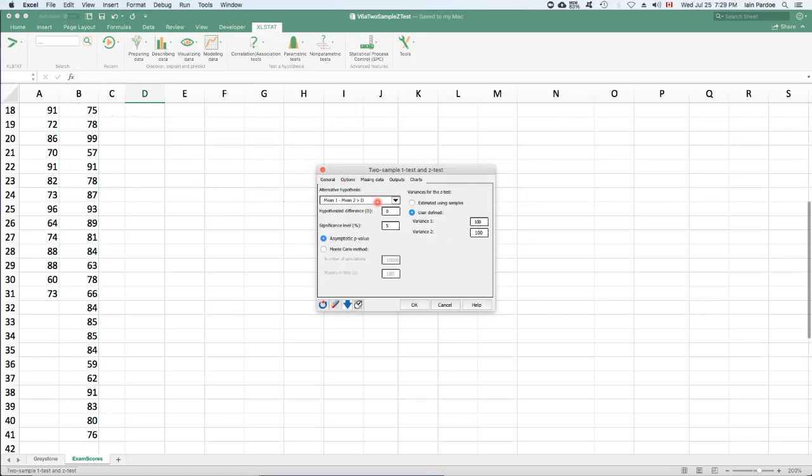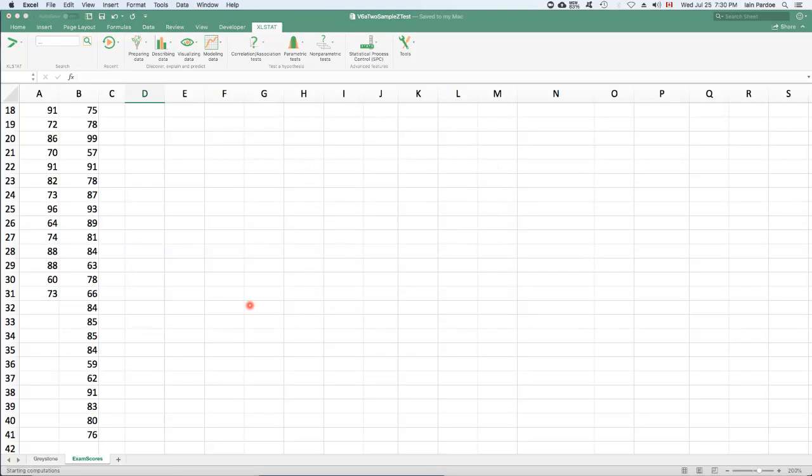And under options, let's see, we were going to do a 2-tail test, weren't we? 2-tail test, hypothesized difference is 0, 5% significance level. And then variances for the z-test. We're assuming we know what they are, and we were assuming 100 for the variances. Remember, we assumed 10 for the standard deviation, so the variances must be 100. And we'll OK that.